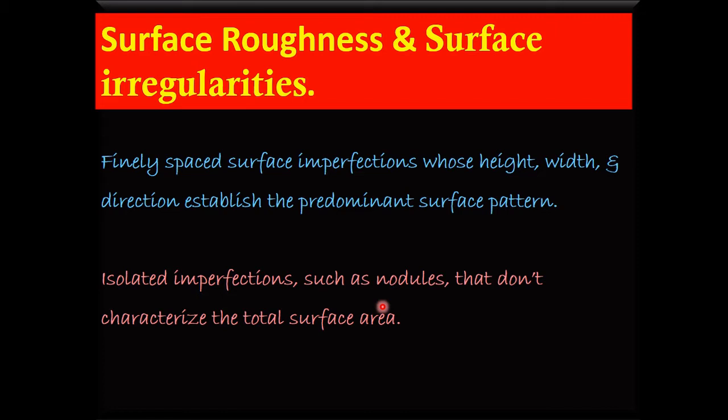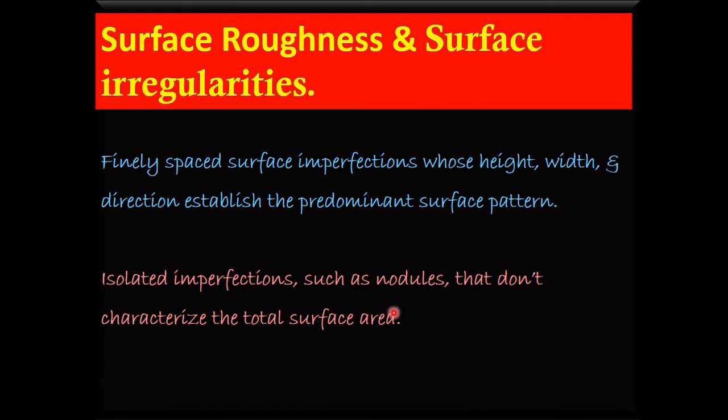Surface roughness and surface irregularities. What is surface roughness? These are the finely spaced surface imperfections whose height, width and direction establish the predominant surface pattern. That is, they are present throughout the casting. And surface irregularities are the isolated imperfections, like nodules or ridges, that do not characterize the total surface area. So, the basic difference is that surface irregularities are not present throughout the casting, but only in a particular area.